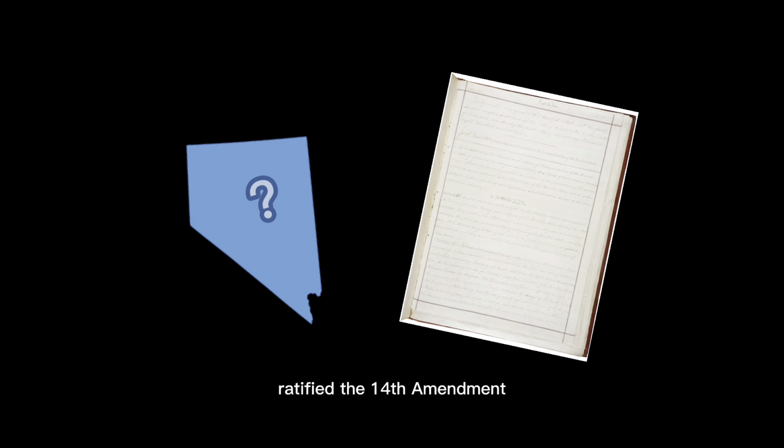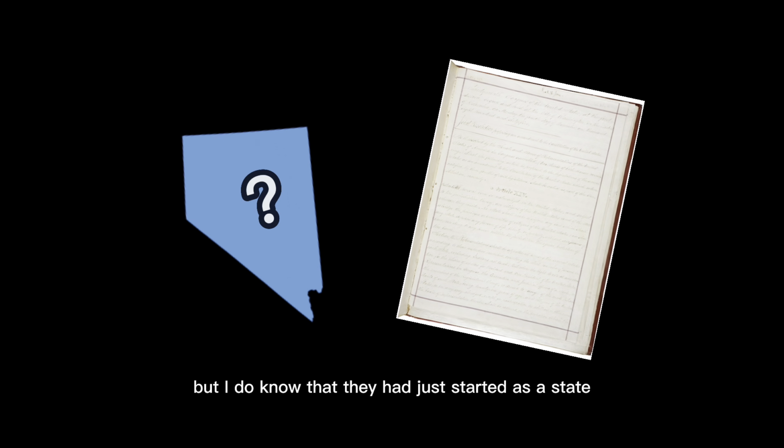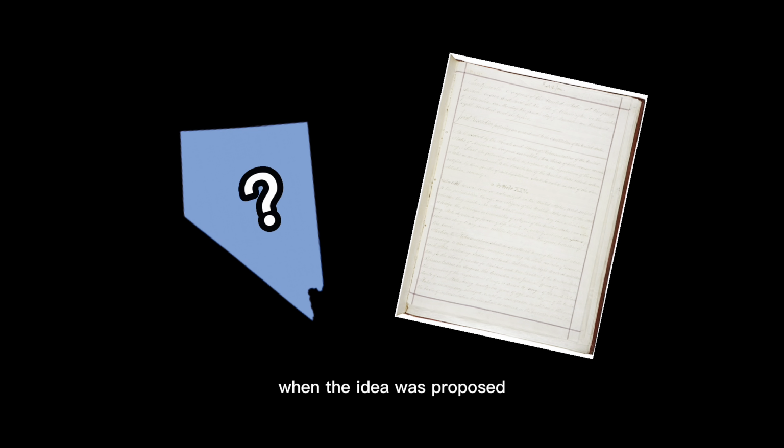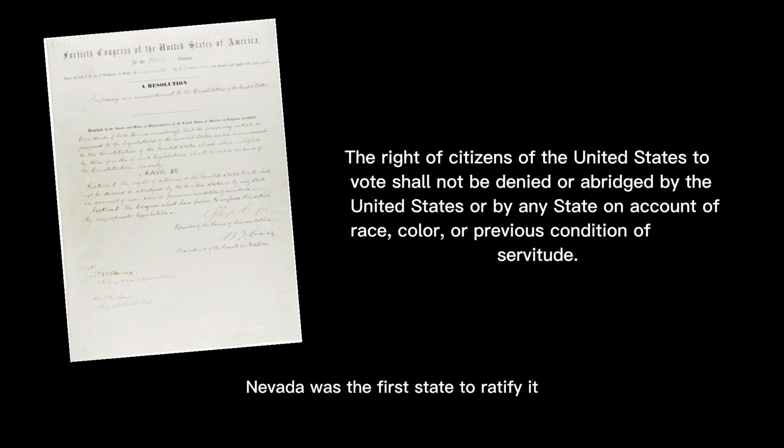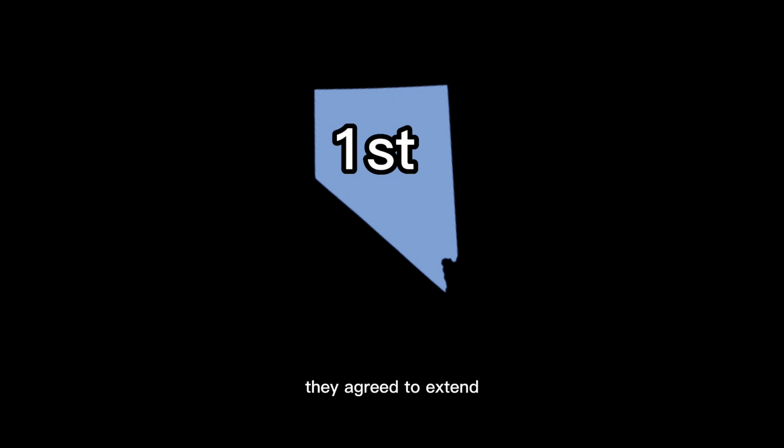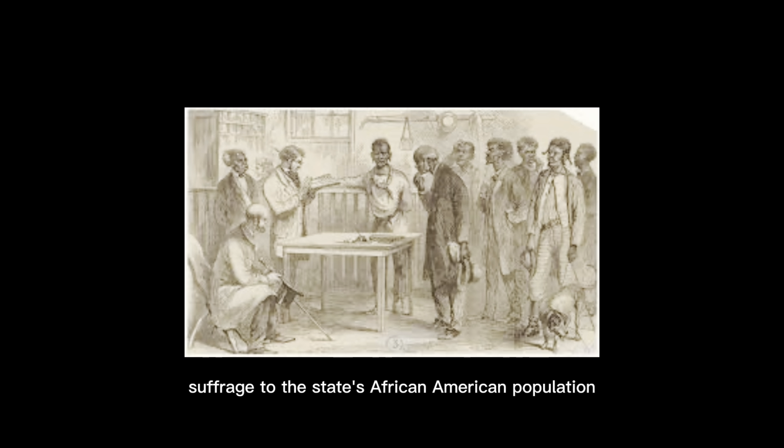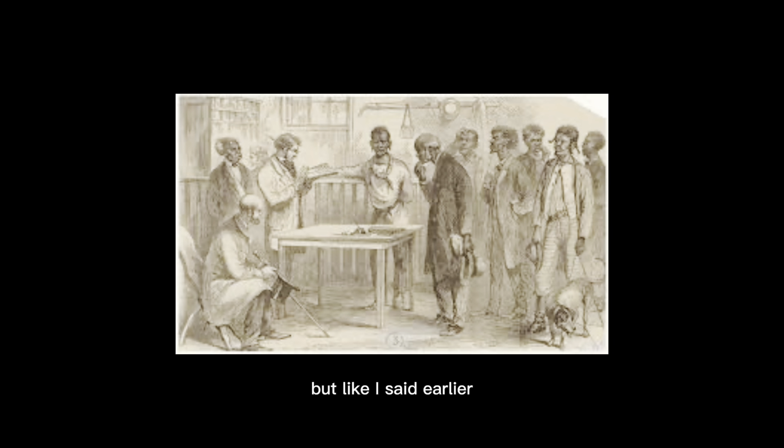I couldn't find anything that said whether Nevada ratified the 14th Amendment, but I do know that they had just started as a state when the idea was proposed, so they probably didn't have a strong state government to sign it or not. Regarding the 15th Amendment, Nevada was the first state to ratify it. They agreed to extend suffrage to the state's African American population. But like I said earlier, that did not include their much higher population of Chinese Americans.